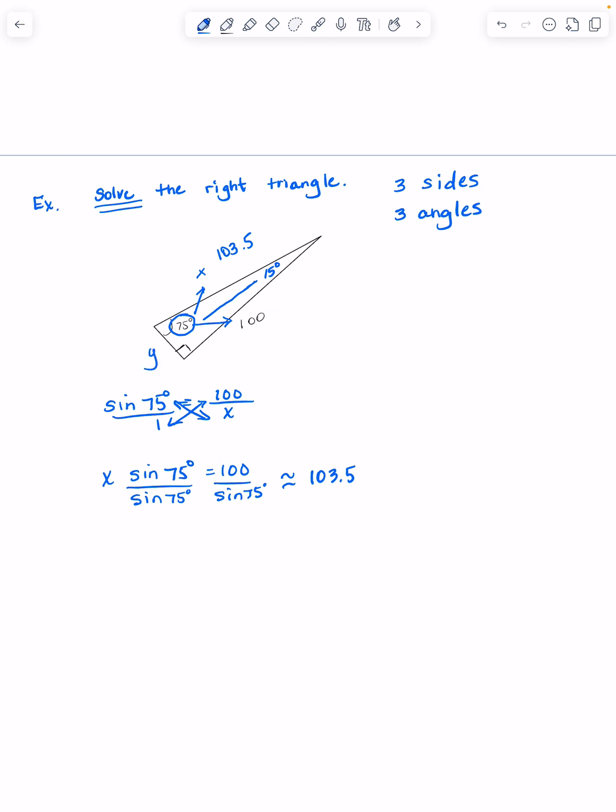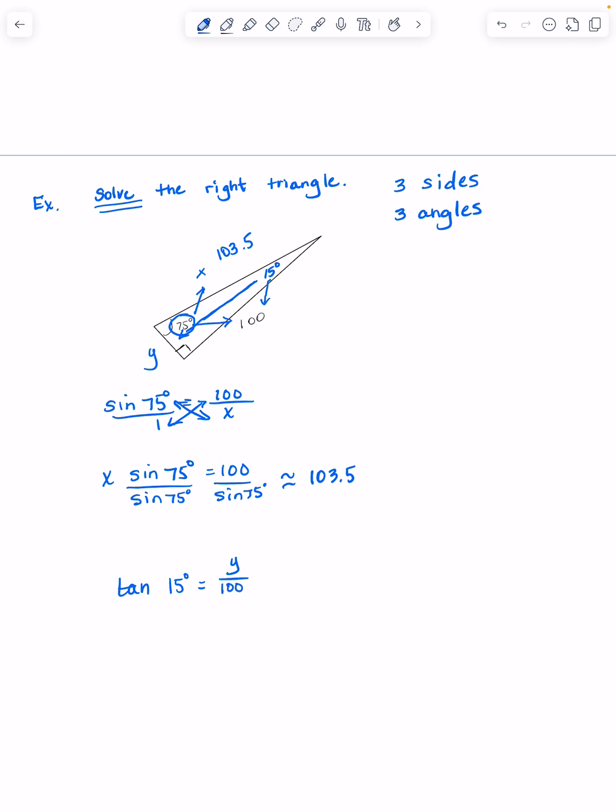So what's the relationship between y and 15 degrees? Well, that's the opposite, right? Because y, or that third side, is across from 15 degrees. I'm still going to use 100, but in reference to 15 degrees, 100 is now the adjacent side. So if I'm looking at opposite and adjacent, that means I'm going to use my tangent function. So the tangent of 15 degrees equals that unknown, y, over my adjacent, which is 100.